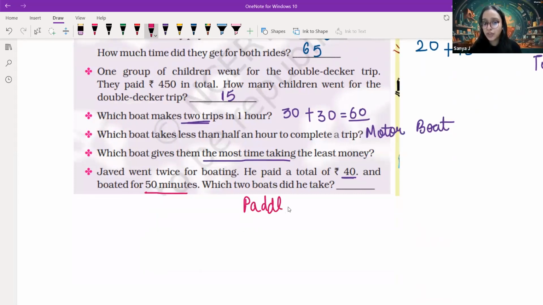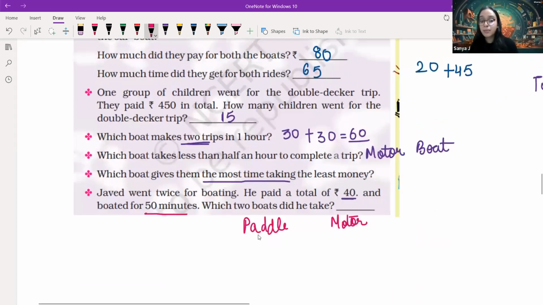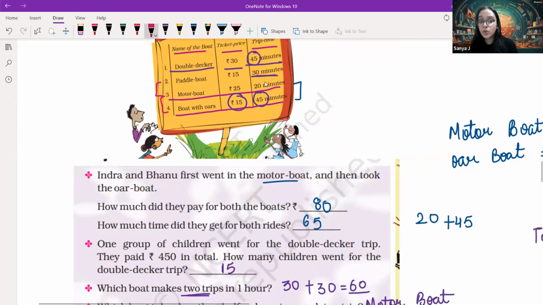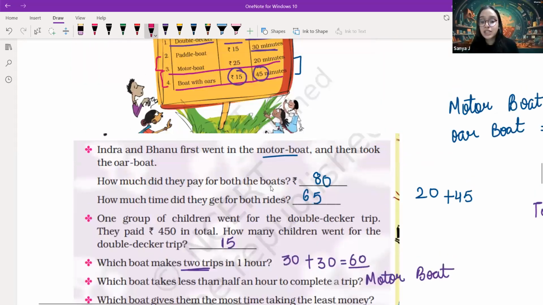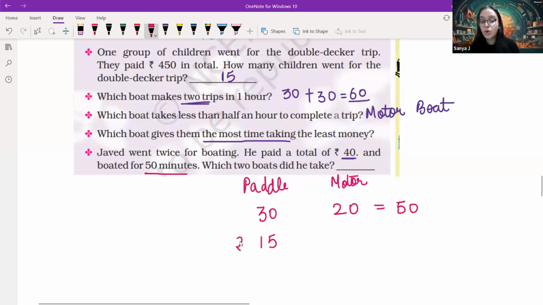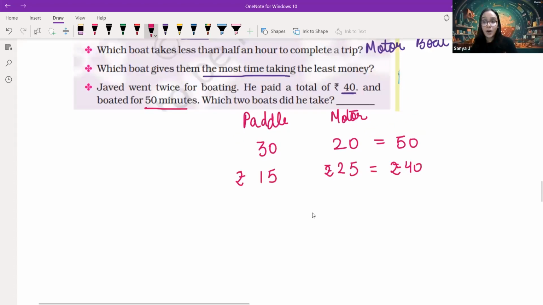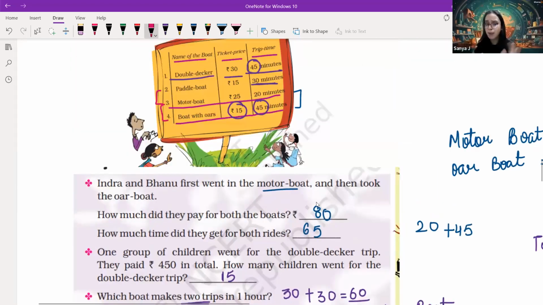Paddle boat, let me write it over here for all of you, and motor boat. Because paddle boat took 30 minutes and motor boat took 20 minutes. The time is 50 minutes, and paddle boat costs 15 rupees and motor boat costs 25 rupees. So the total is going to be 40 rupees. Yes? All right.